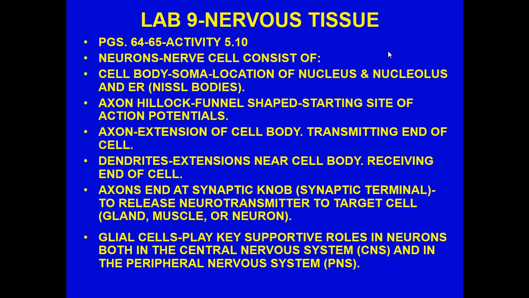Dendrites are extensions near the cell body. They are the receiving end of the cell. Axons end at synaptic knobs, we call them synaptic terminals or axonal terminals, to release neurotransmitter to the target cell. As I said, the target cell could be a gland, a muscle, or a neuron. Glial cells play a supportive role in neurons, both in the central nervous system, CNS, as well as the peripheral nervous system, the PNS.